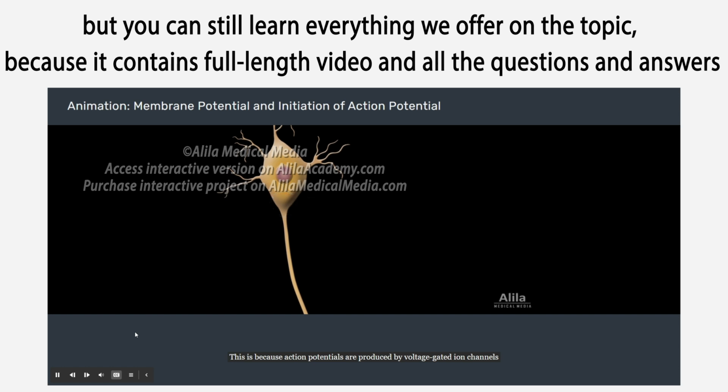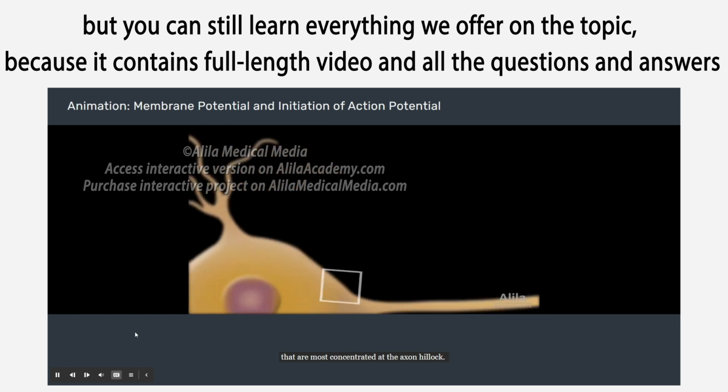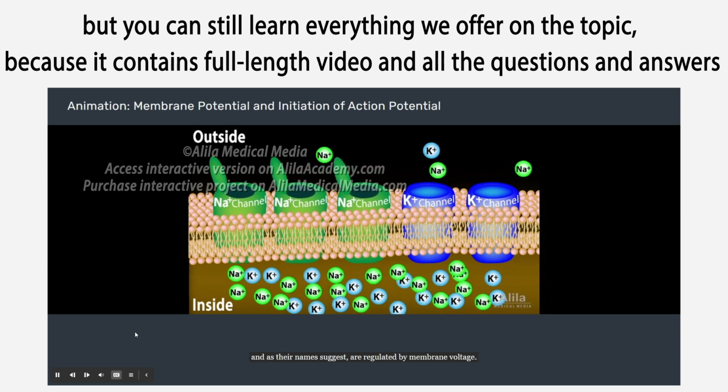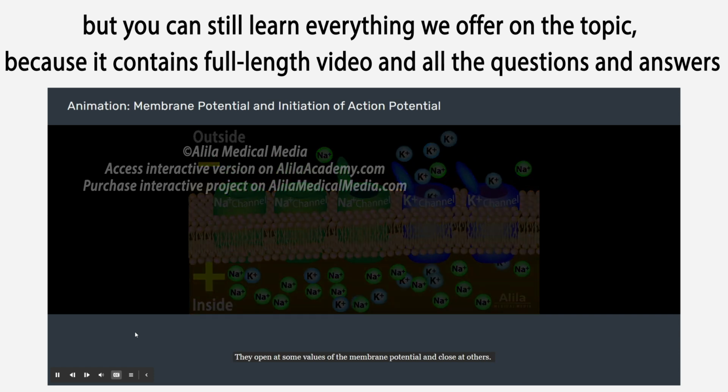This is because action potentials are produced by voltage-gated ion channels that are most concentrated at the axon hillock. Voltage-gated ion channels are passageways for ions in and out of the cell, and as their names suggest, are regulated by membrane voltage. They open at some values of the membrane potential and close at others.